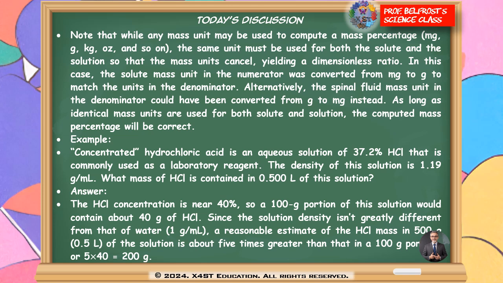Here the acid concentration is near 40%, so a 100 gram portion of the solution would contain 40 grams of hydrochloric acid. And since the solution density is greatly different from that of water, a reasonable estimate of the hydrochloric acid mass is 500 grams. Our solution is about 5 times greater than a 100 gram portion.